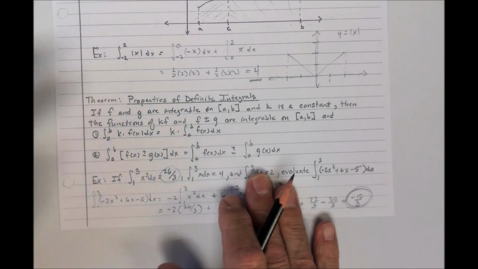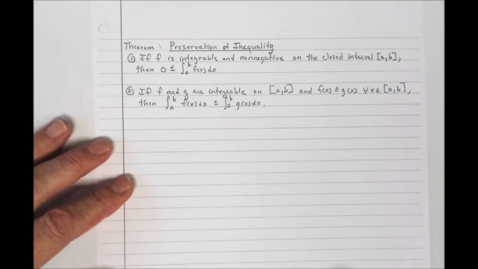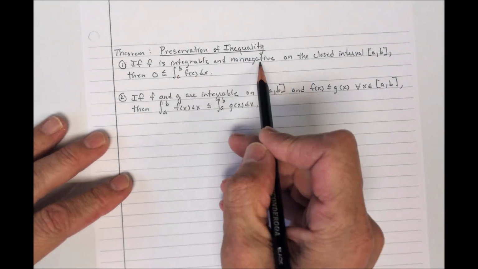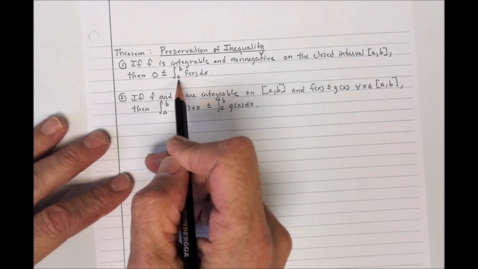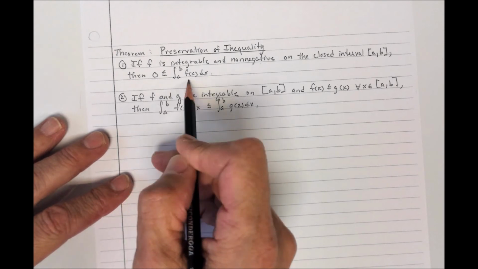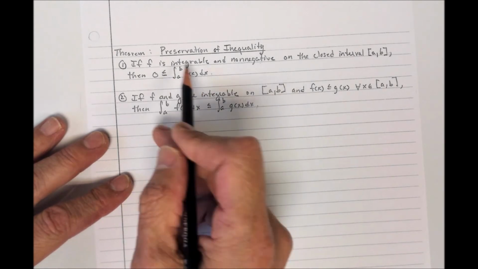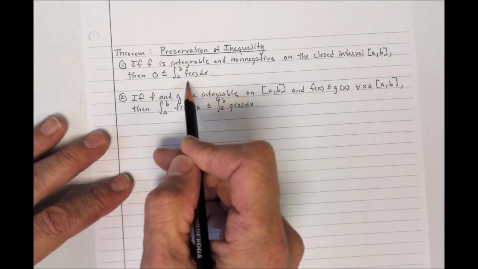Now I have one more theorem. Don't use it a ton, but it definitely makes sense. Hopefully it makes sense to you. This theorem is talking about what we call the preservation of inequality. If f is integrable and non-negative on a closed interval from a to b, then the integral from a to b of f of x dx definitely has to be greater than or equal to 0, because if it's non-negative, it's going to give us at worst, or at best, positive area under the curve.